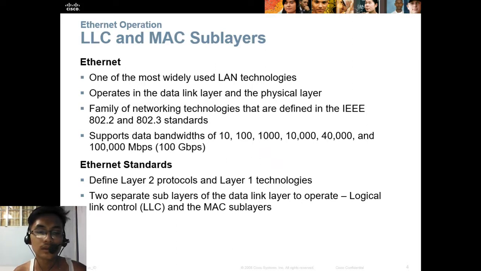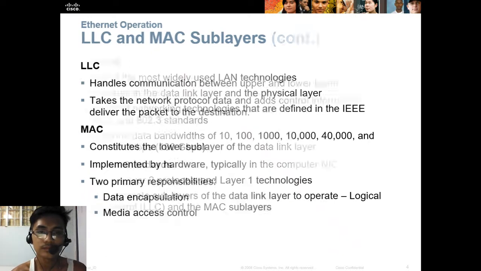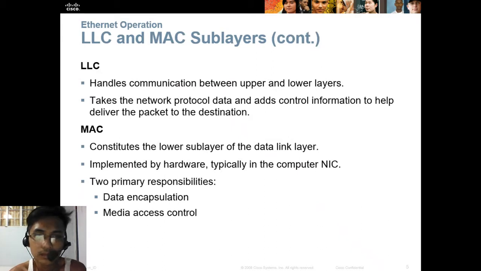LLC meaning the logical link control. It also supports some big transmissions, from 10 megabits up to 100 gigabits per second. The LLC handles communication between the upper and lower layers. It takes the network protocol data and adds control information to help deliver the packet to the destination.